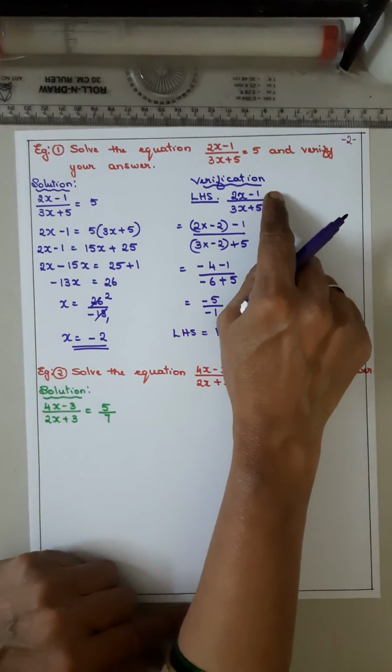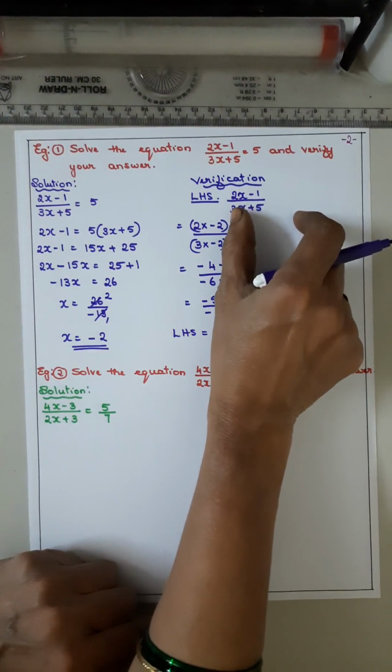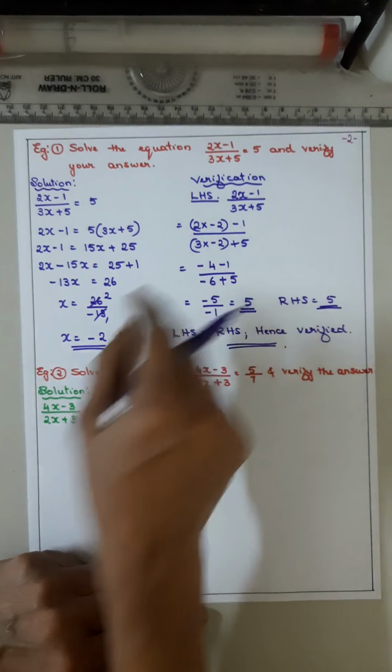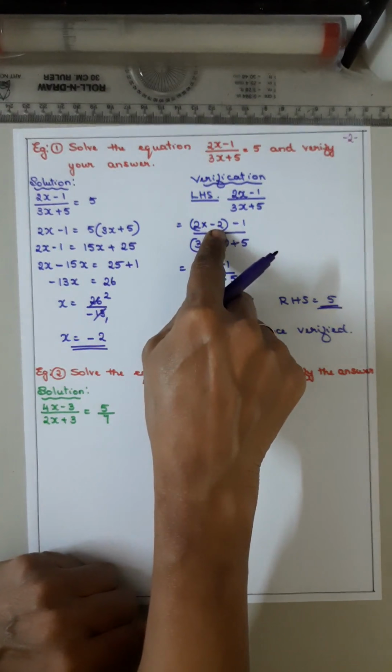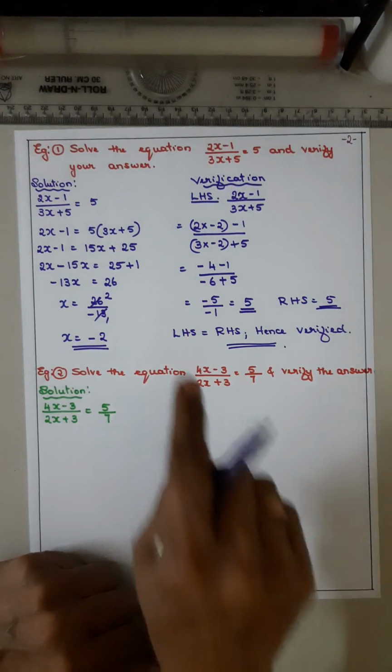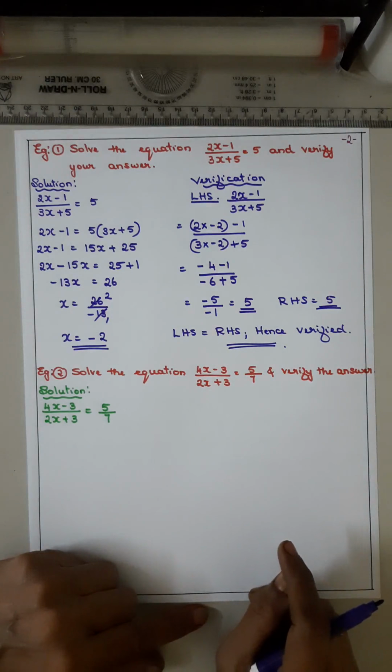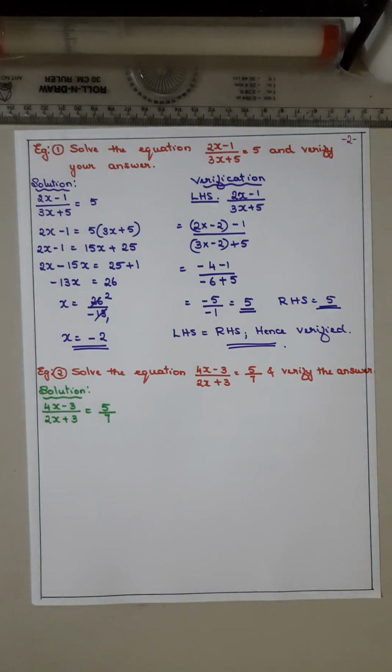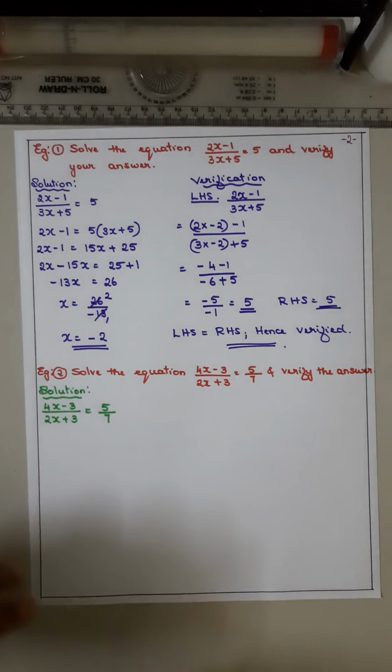और वेरिफिकेशन में LHS को लिखने का और x के वैल्यू इधर जो मिला इसमें डालो, फिर मल्टीप्लिकेशन करो, सॉल्व करते जाने का. LHS should be equal to RHS. So we have completed example 1. Now coming to example 2.